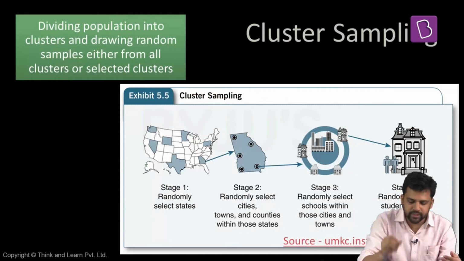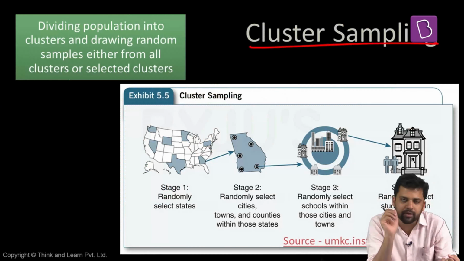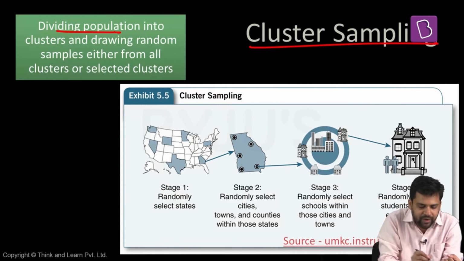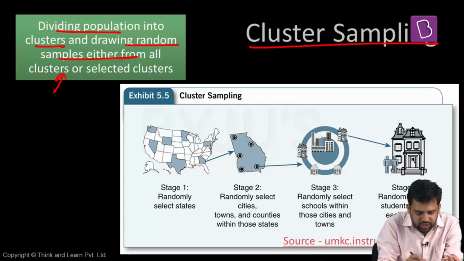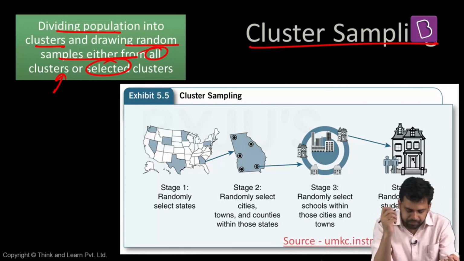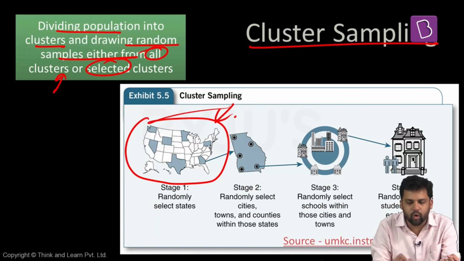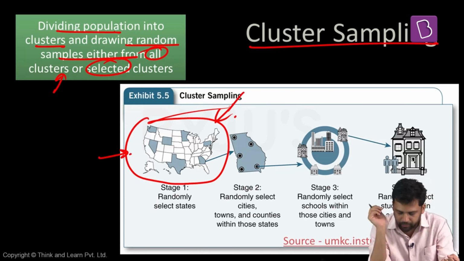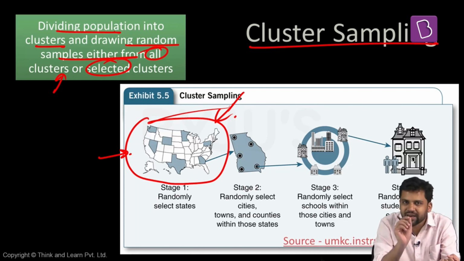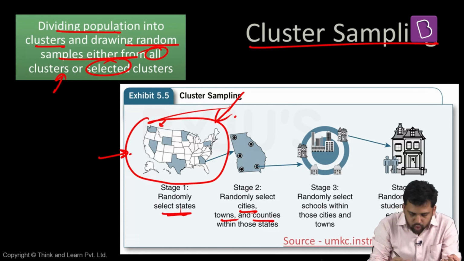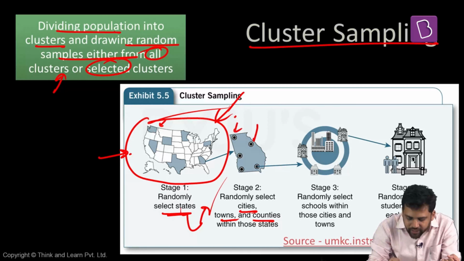Now, another type of sampling is cluster sampling. What happens in a cluster sampling method? Here the entire population is divided into clusters, and then random samples are drawn from clusters or from selected clusters. For example, on the illustration you can see the entire country of the United States of America. Here they have divided it into different clusters. What are the clusters here? They are divided into different states. Then they are divided into cities, towns, counties. So they are selecting some of these states, which are again further divided into towns, cities, and counties.